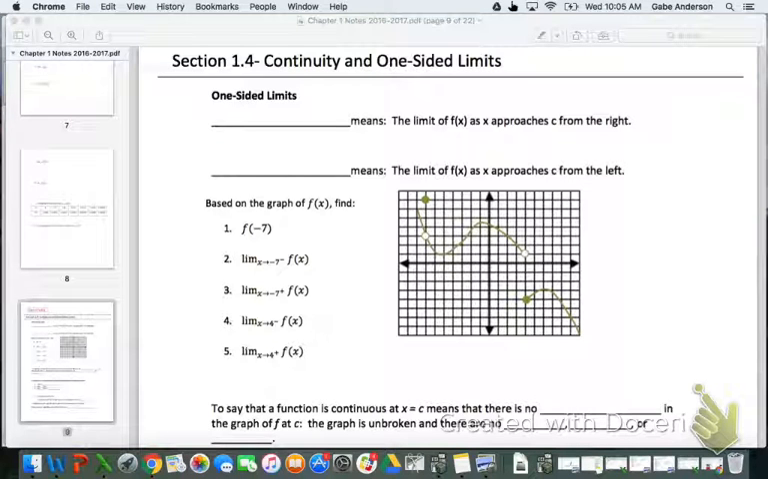All right, this is our intro video for AP Calculus AB, section 1.4. We'll be looking at one-sided limits and continuity. So let's look at some notation here first. I want to show you this first notation here.